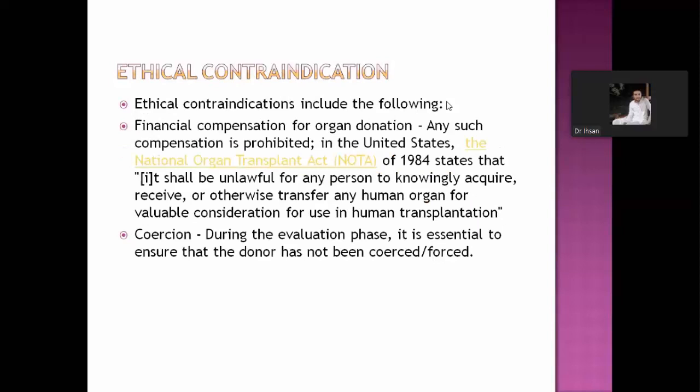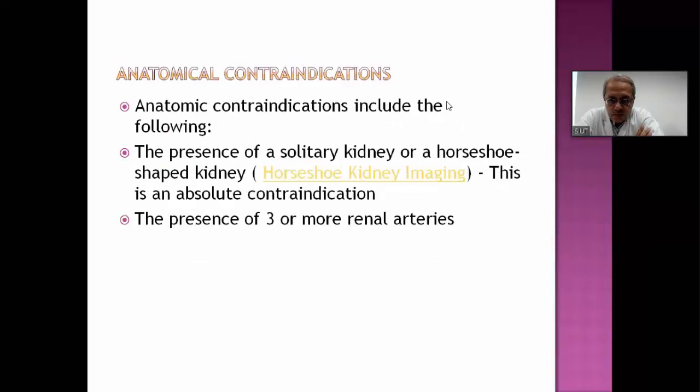Ethical contraindication. Just a word about this last point. 3 or more renal arteries. I mean, this is not a contraindication. Our own series of transplantation has a lot of those people, not many, but maybe in two figures, who have been transplanted and they had more than 3 vessels.